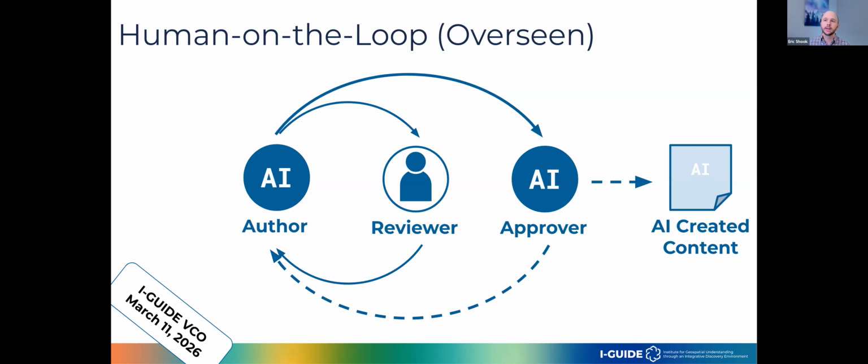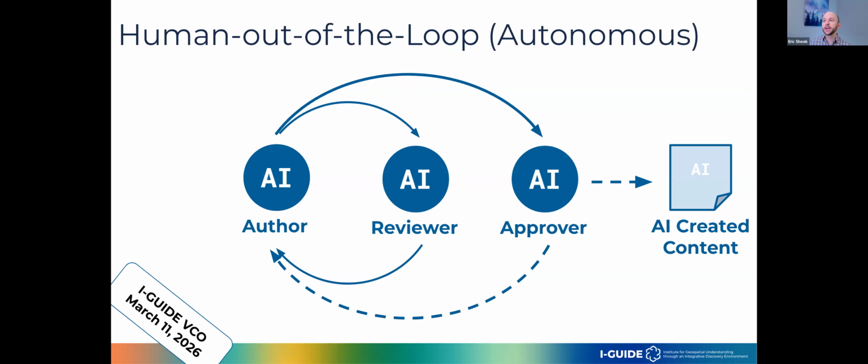So usually in human on the loop, what you would have is some sort of done or finished criteria that the AI approver will actually look for. So it will have a set of objectives or quality criteria that once the AI author has reached, then the AI approves it and it moves forward, right? So that's what we call human on the loop.